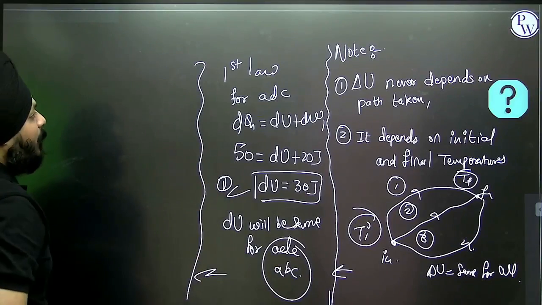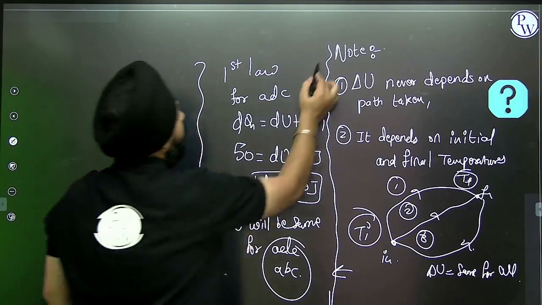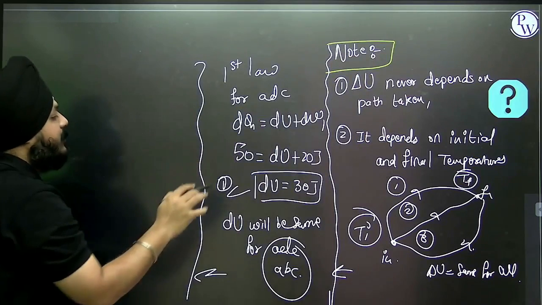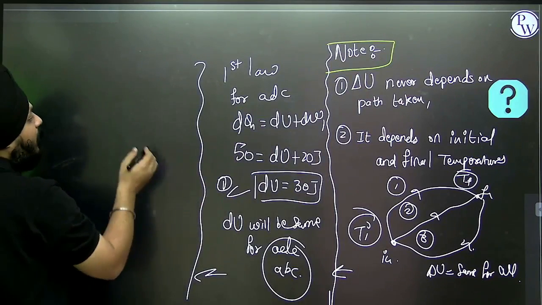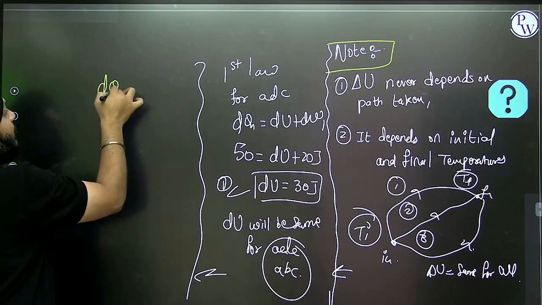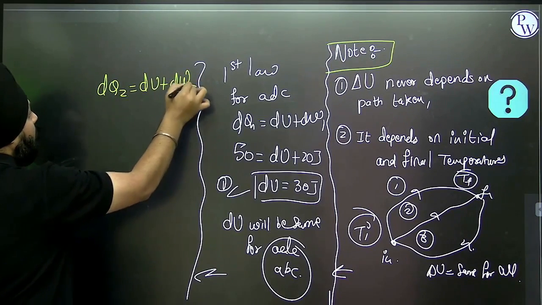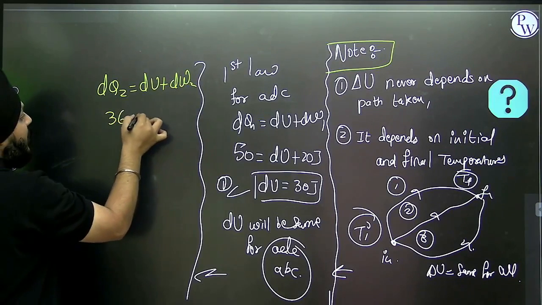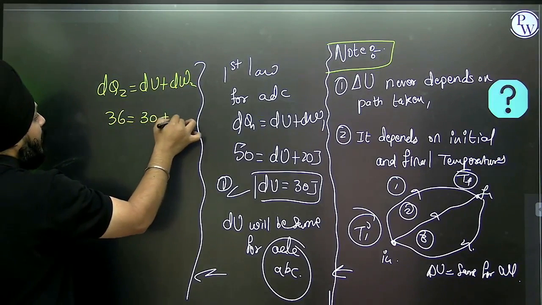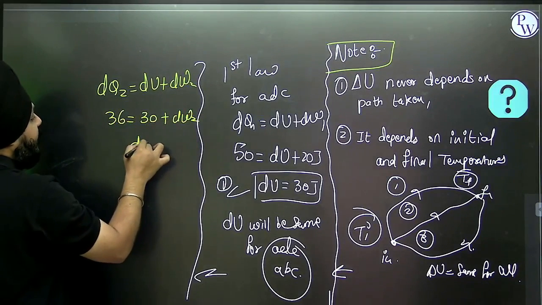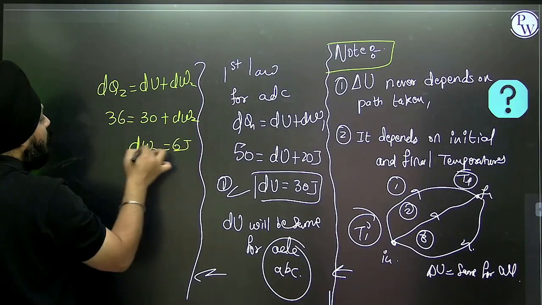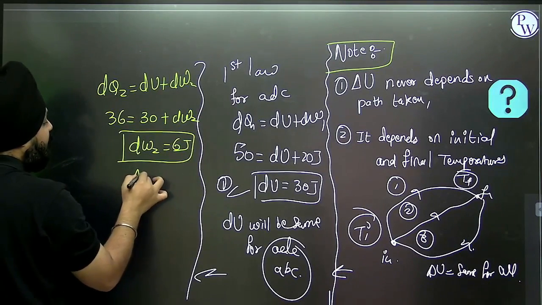So in this case, a very simple thing, again applying the first law: dQ2 is equal to dU plus dW2. This is 36 joule, the change in internal energy is 30 joule, plus dW2. So finally we get dW2 equivalent to 6 joule. And this is the perfect answer for this specific question.